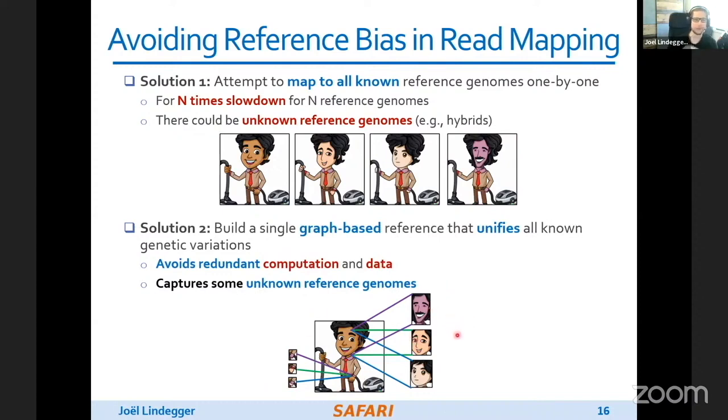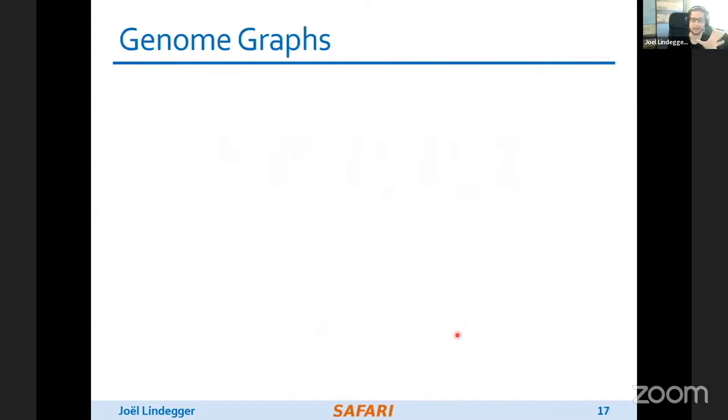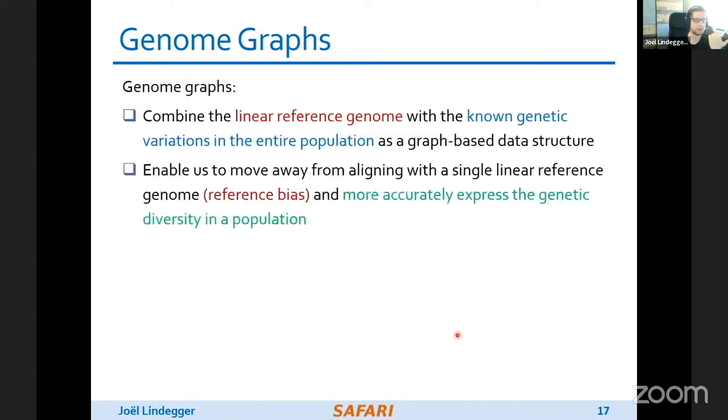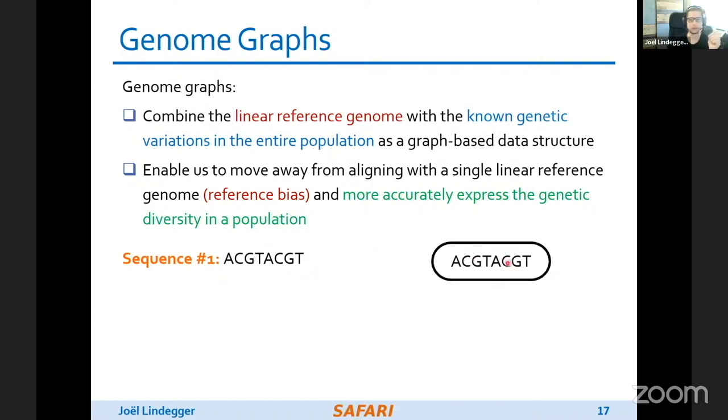Okay, so that was the visual introduction to this. Now let me go back to the, let's say, string sequence based representation. So we want to combine a non-linear reference genome with all genetic variations to get rid of reference bias. So suppose we have this original reference genome as a graph. It would look something like this, just a single node that contains all of the text.